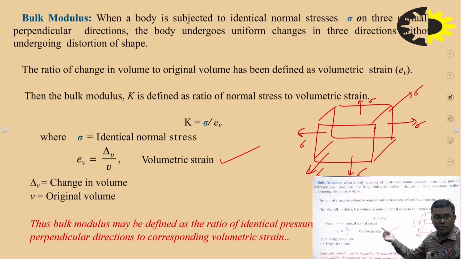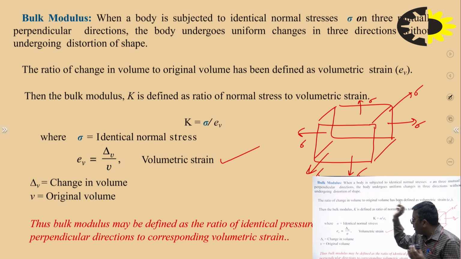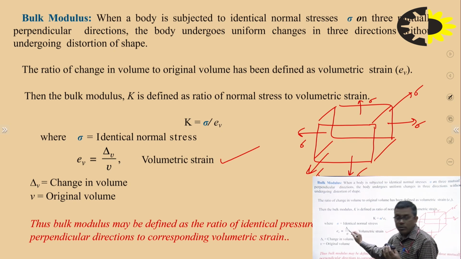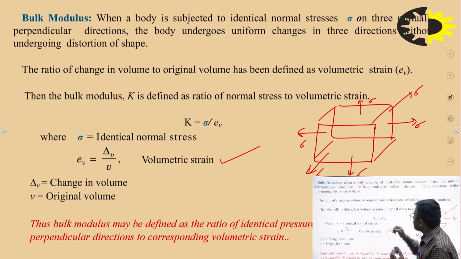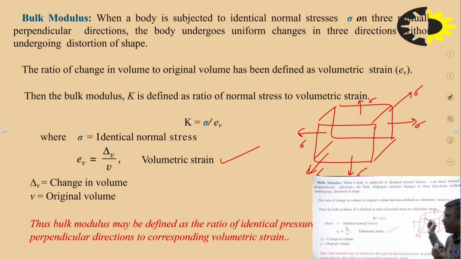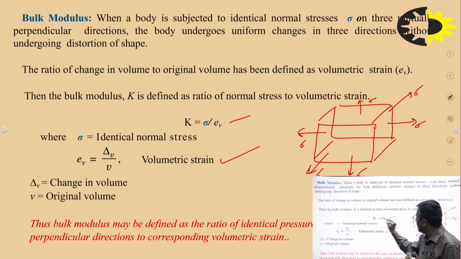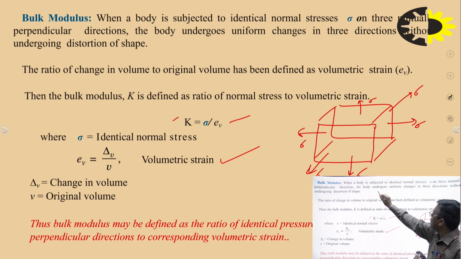Okay, that's what the strain is. Change in volume, how much change is occurring because of the sigma stresses on all its faces. So that is the delta V, change in volume, and with respect to original volume, that is the volumetric strain. Now apply Hooke's law. Stress of which nature? Stress is of normal nature. So normal stress divided by volumetric strain, that is what is known as bulk modulus. So that's what is written over here.